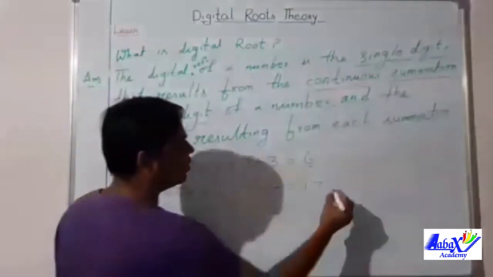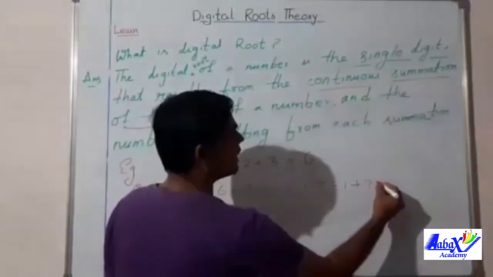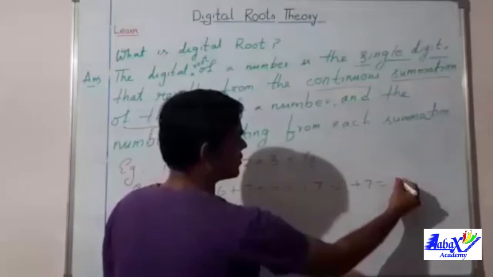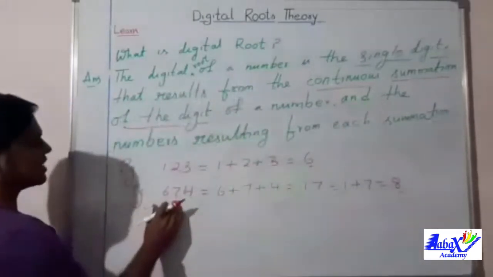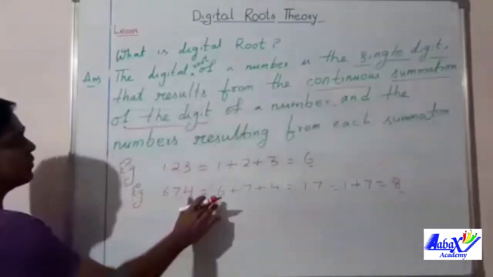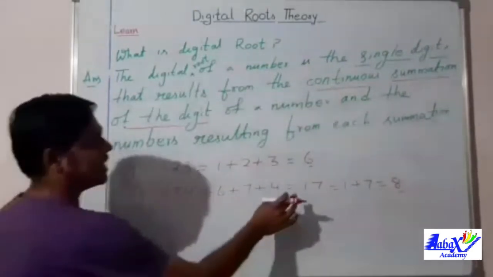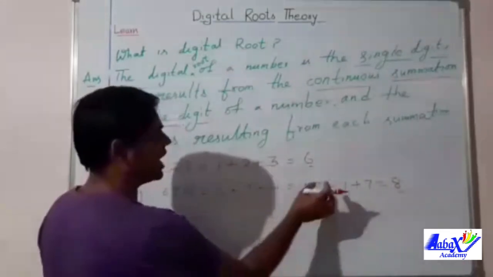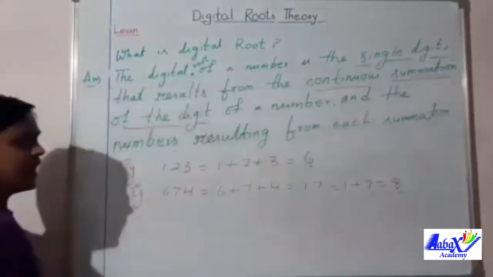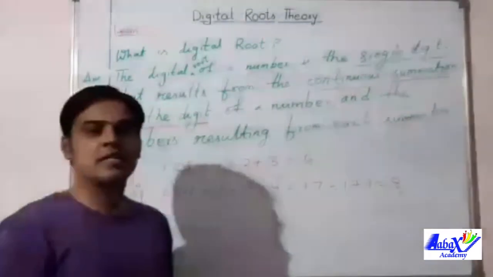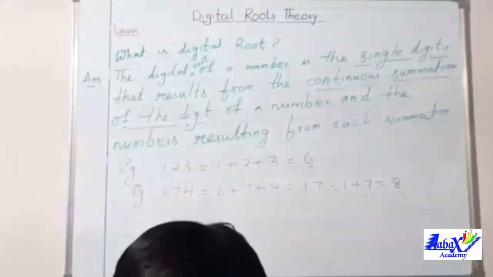So what do we have to do? Again add this 17 until we get a single digit. 1 plus 7, 8. So the digital root of 674 is 8. 6 plus 7 plus 4 is equal to 17. Again we continue, 1 plus 7 makes 8. In this way, I am going to give you some more examples so that you can learn very easily.